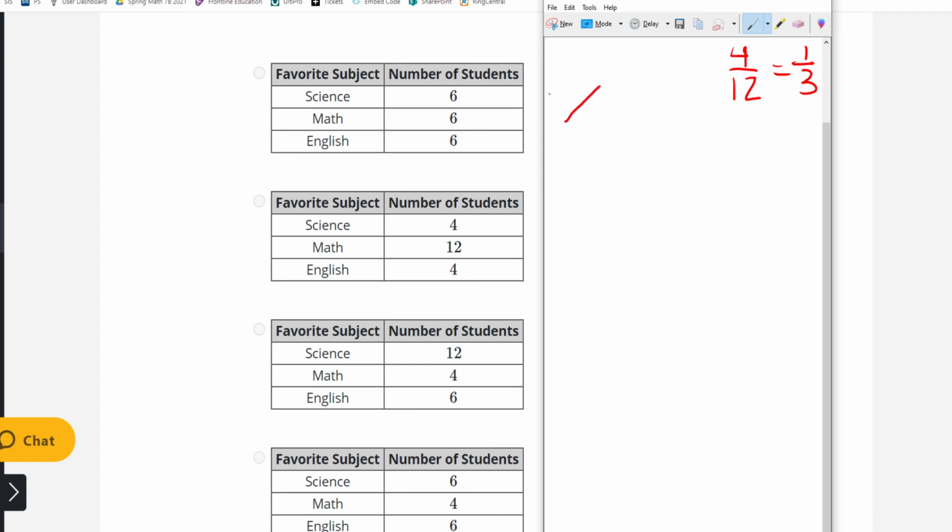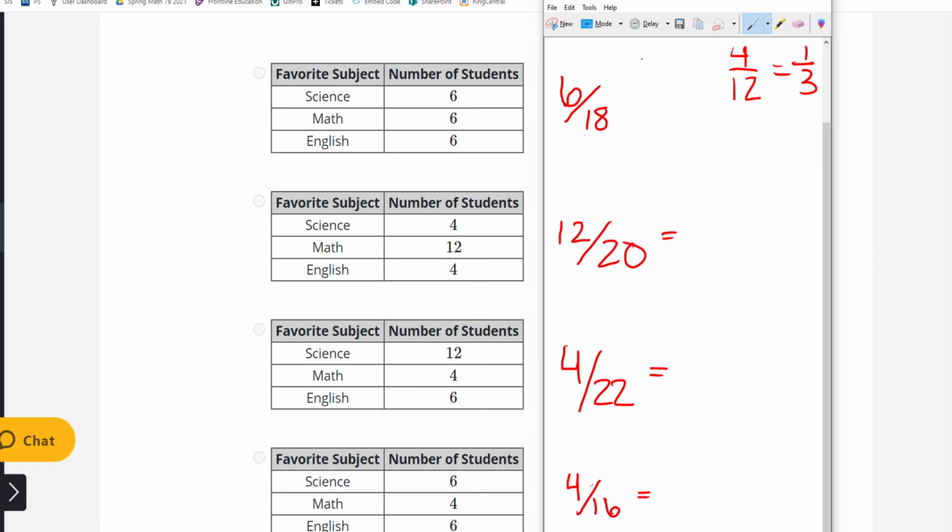So again, here I have 6 people who like math. My total is adding up each of those numbers. So 6 plus 6 plus 6. That's going to give me 18. For the next one, I have 12 who like math and add up all the numbers in the table. So 4 plus 12 plus 4, that's going to give me 20. The third one, 4 who like math out of 22. Again, add up all your numbers. And then this very last one, 4 like math out of 16 total.